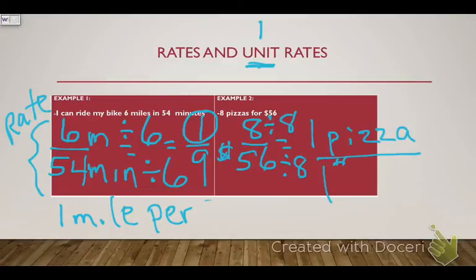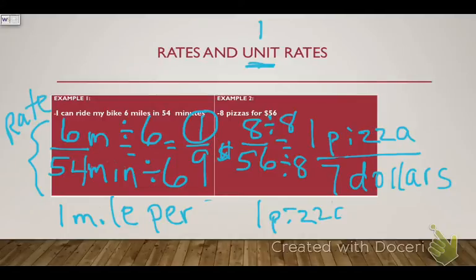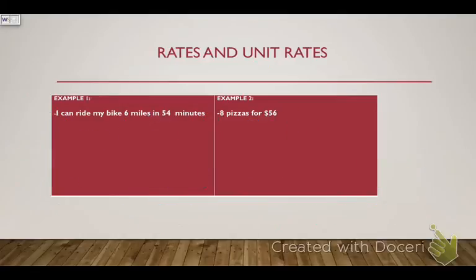Sorry about that, kids. Let me write that again. There we go. $7. So I would write it 1 pizza per 7, and then I'd write out the word dollars. I was running out of room. I apologize for that, but I hope that makes sense. Remember, dividing by the smaller of the two numbers. Divide both numbers by the smaller number. I think that would help you in your understanding.